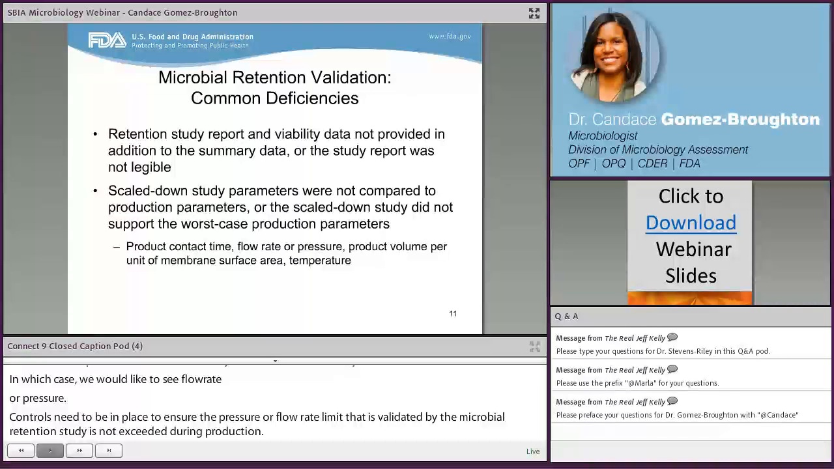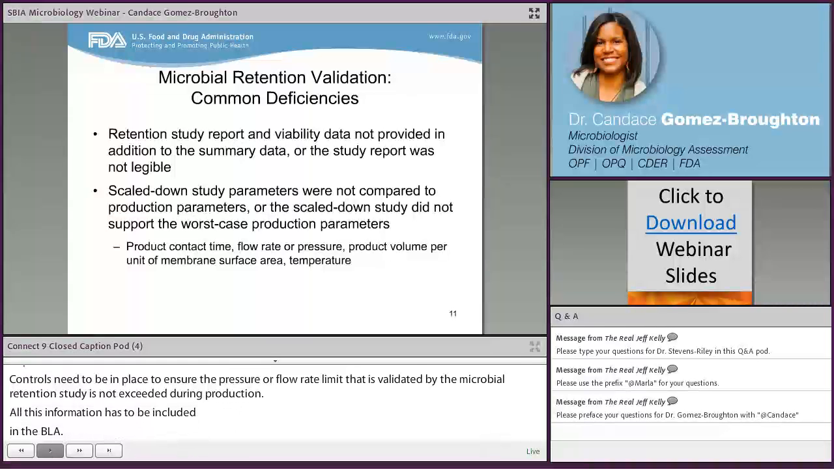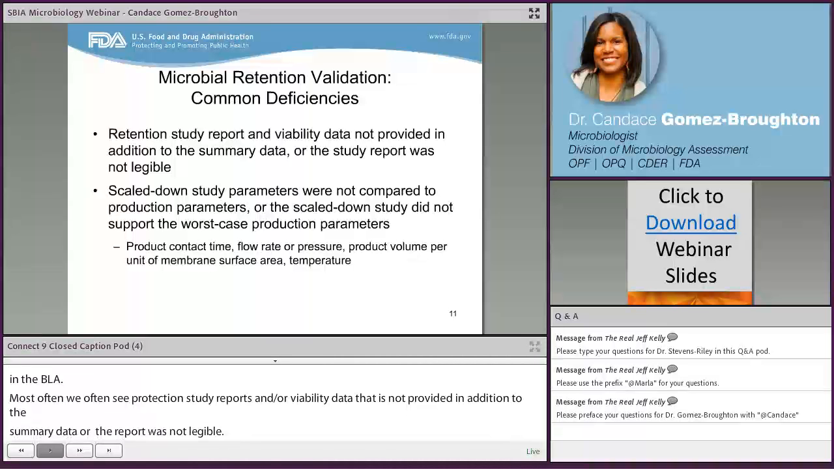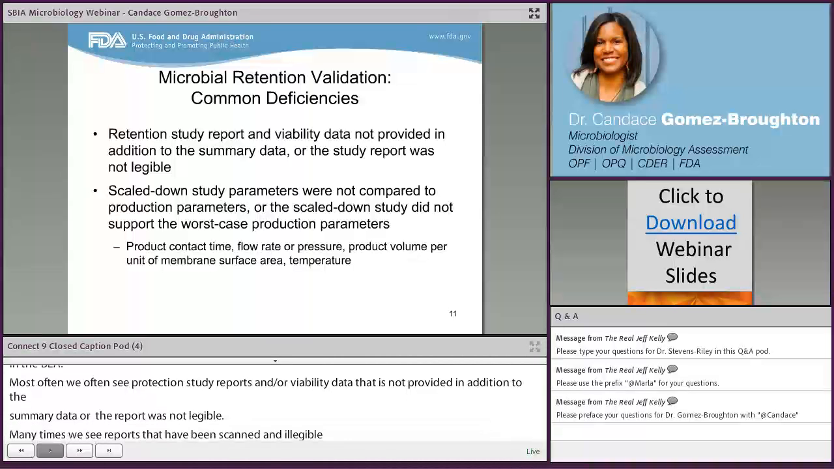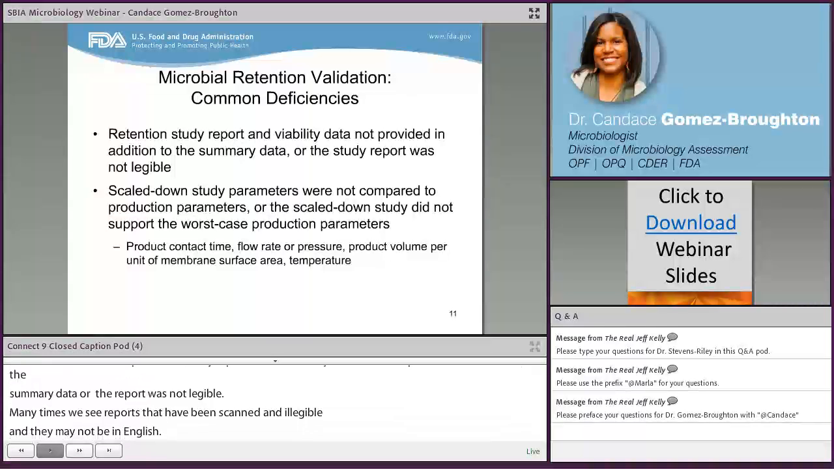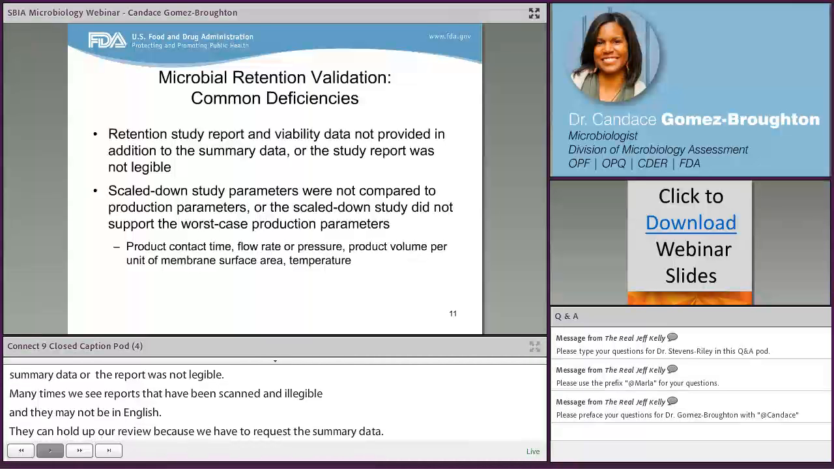Most often, we also see retention study reports and/or viability data that's not provided in addition to the summary data, or the study report was not legible. Many times we see study reports that have been scanned and are illegible. They may not be in English. These also can hold up our review because we have to request the summary data, and also the viability data is not included. We have to see a control that shows that your challenge organism is viable in your study.